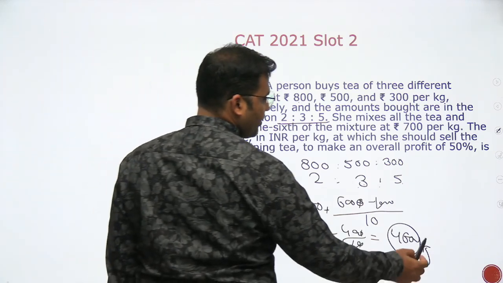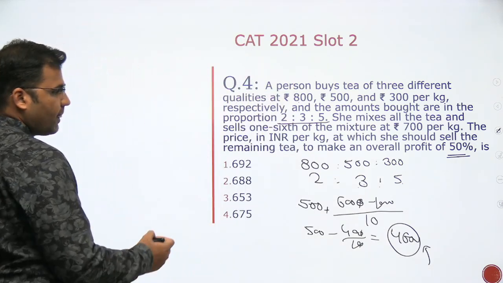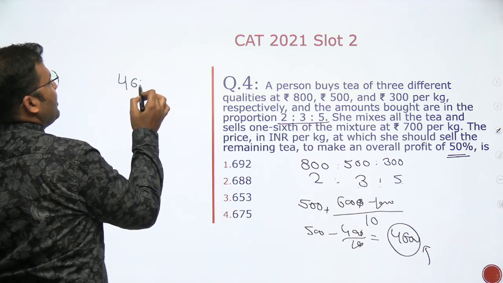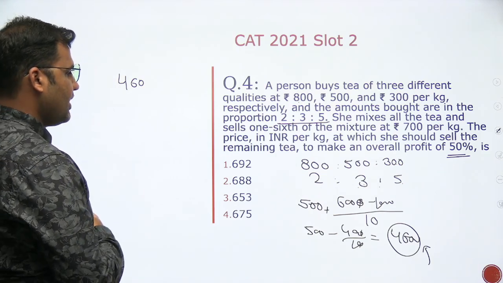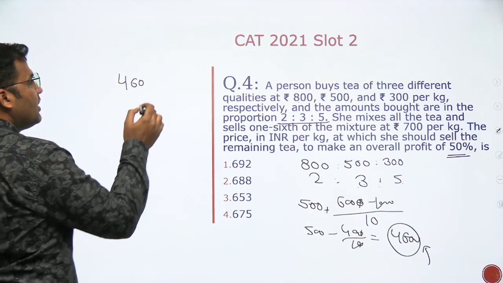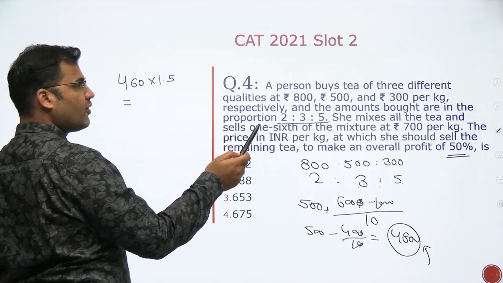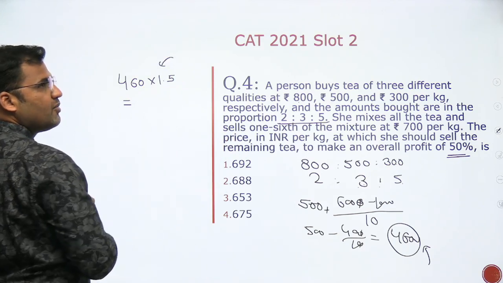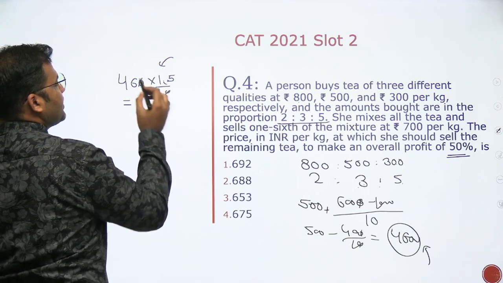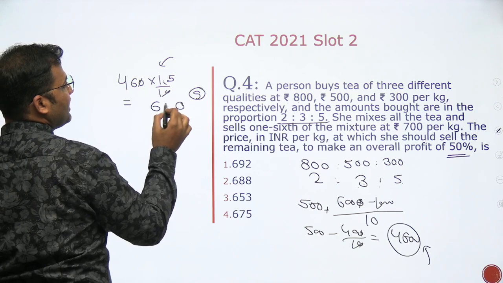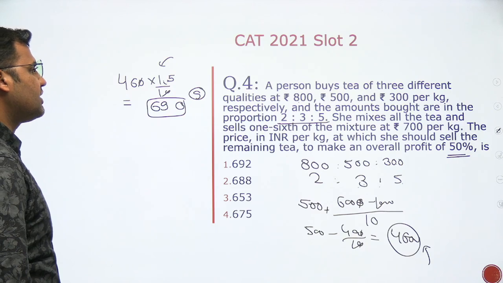इस 460 पे मेरे को 50% का प्रॉफिट चाहिए. What I need is to earn a profit of 50%. Very simple. Now so 460 मेरा इन्वेस्टमेंट है पर केजी का, right? Per kg my investment is 460. I want to earn a profit of 1.5, right? मतलब 50% प्रॉफिट जा रहा है मेरे को, तो मेरा सेलिंग प्राइस इसका 1.5 टाइम्स होना चाहिए. Just multiply, you will see that this is 690. सो मेरा फाइनल सेलिंग प्राइस 690 आना चाहिए, right? Final selling price should be equal to 690.